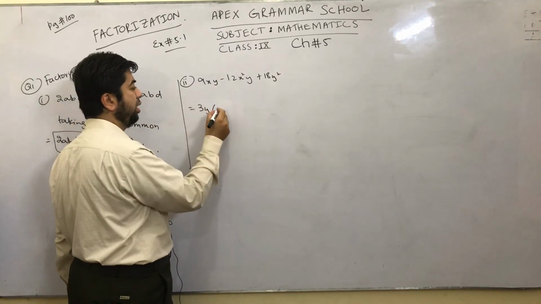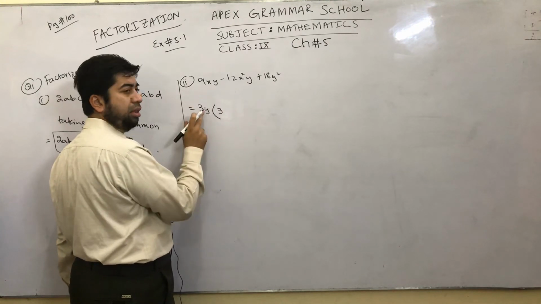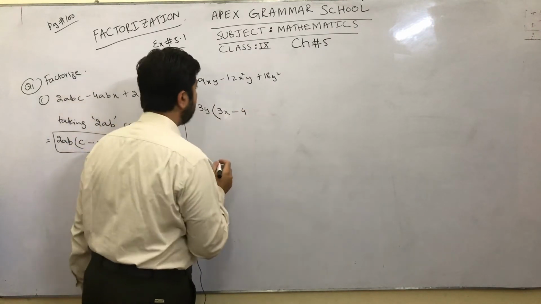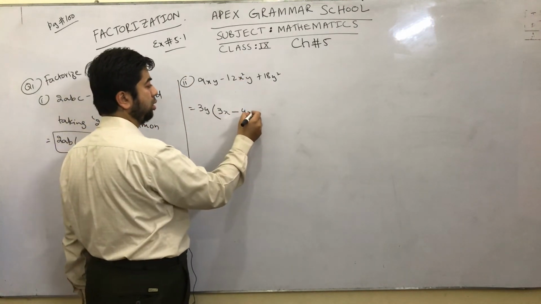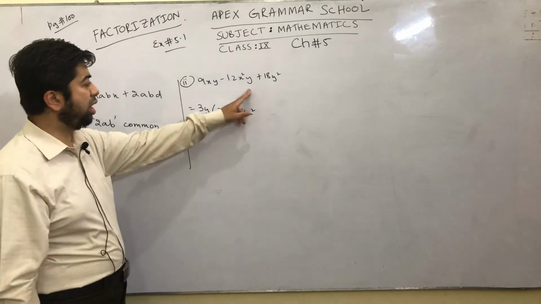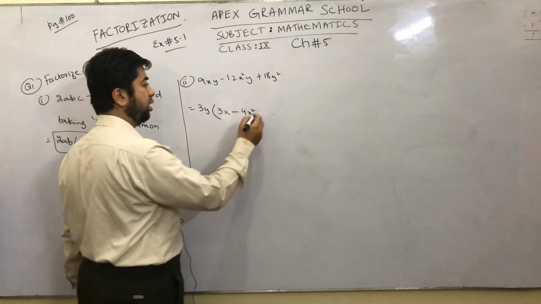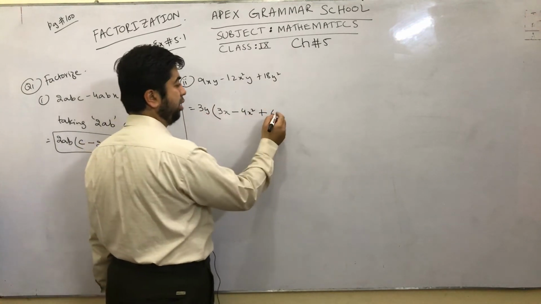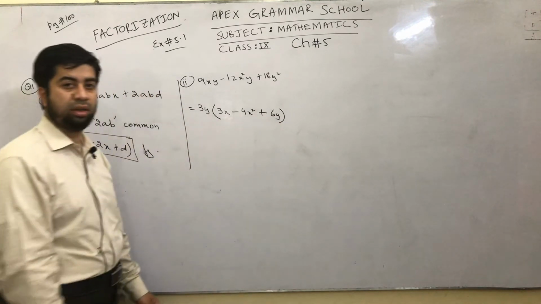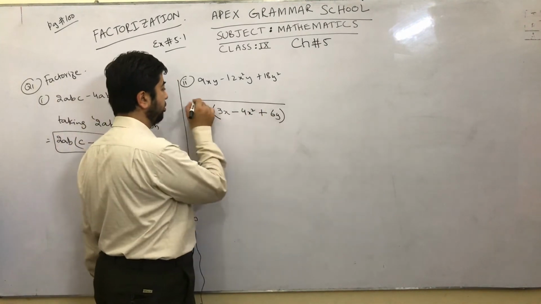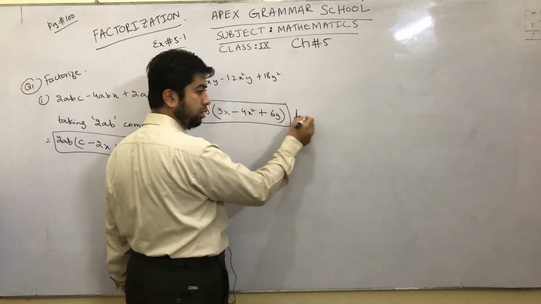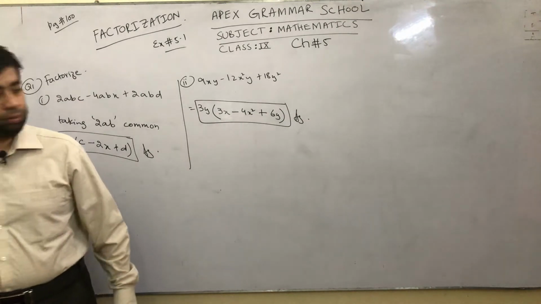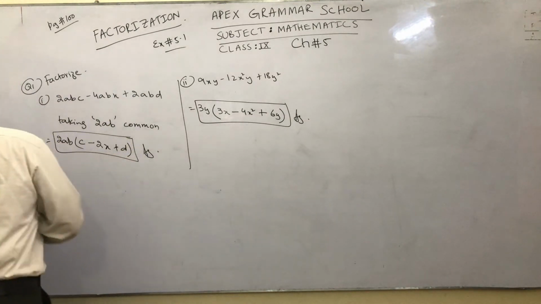Now 3 3s are 9, x and y is outside here, minus 3 4s are 12, x square, because x is not common here, so y is common here, so you just have to retain it, plus 3 6s are 18, and 1 y is outside here, 1 y is inside. So this is the answer after taking common 3y. After that, part 3.